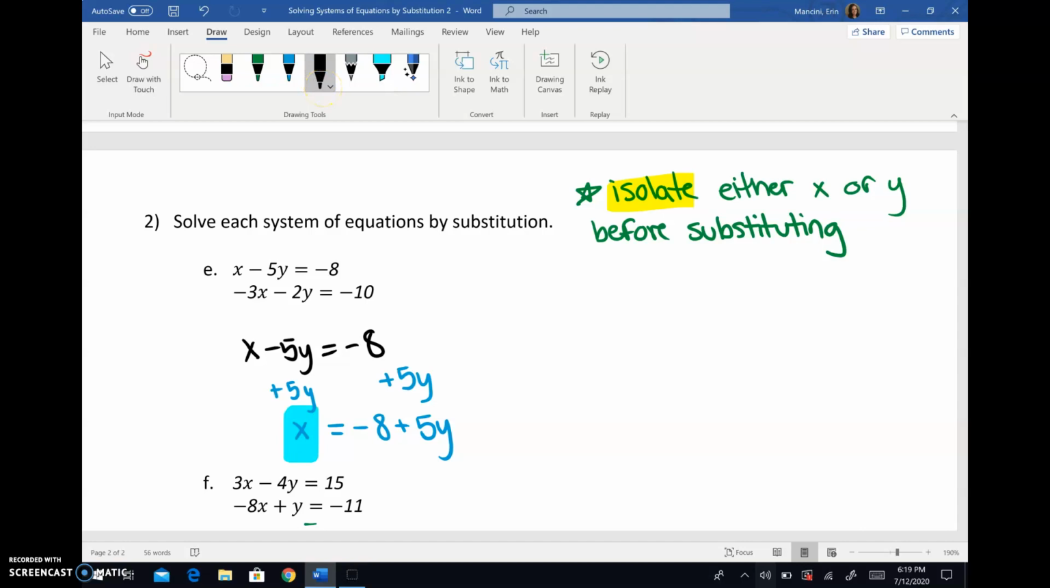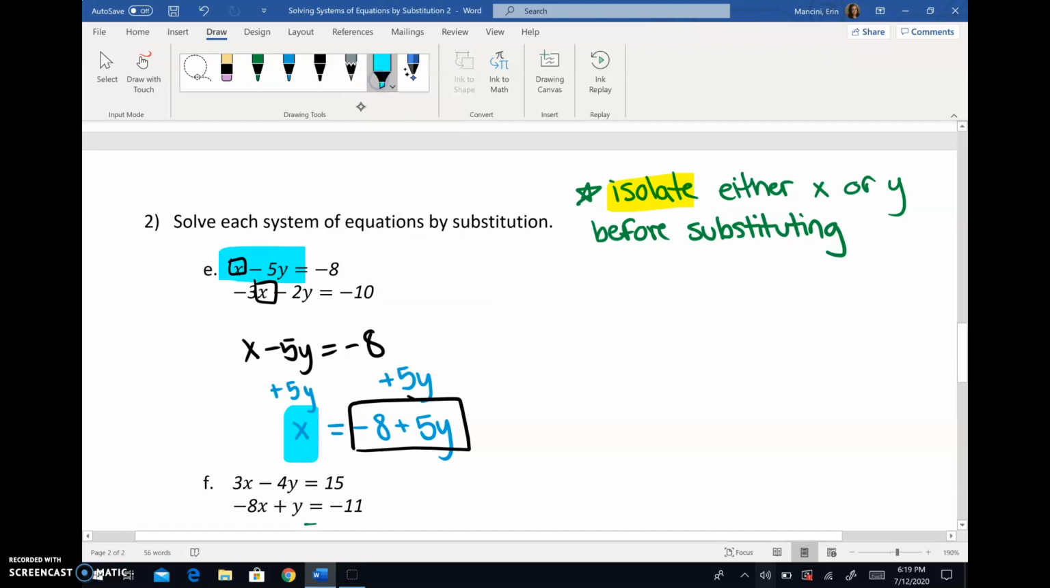So we know that x is equal to -8 plus 5y. That means anywhere you see an x, you could substitute this new equation in to put it all in terms of y. Now we don't want to substitute for the first equation because this here is the first equation. So we don't want to substitute it into itself. We want to substitute it in for the other equation.